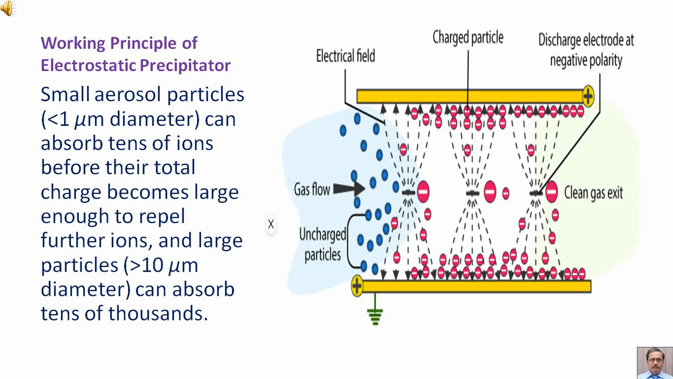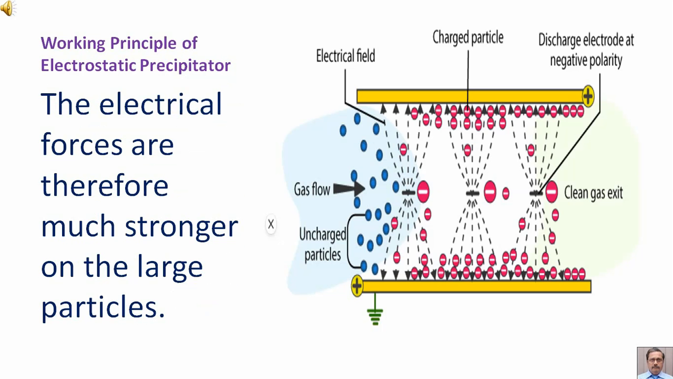Small aerosol particles less than 1 micrometer diameter can absorb tens of ions before their total charge becomes large enough to repel further ions, and large particles greater than 10 micrometer diameter can absorb tens of thousands. The electrical forces are therefore much stronger on the large particles.